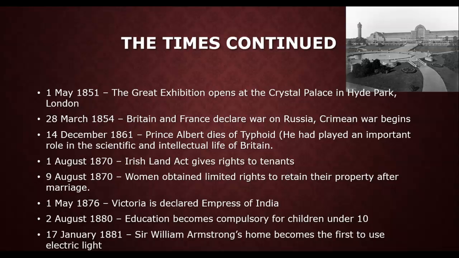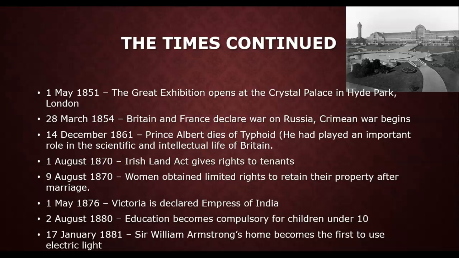May 1st, 1851, the Great Exposition opened at the Crystal Palace in Hyde Park, London, and there we have a picture of it. That is what that looks like. It later burned down. March 28th, 1854, Britain and France declared war on Russia. Crimean War begins. One of our poems is going to be about the Crimean War.